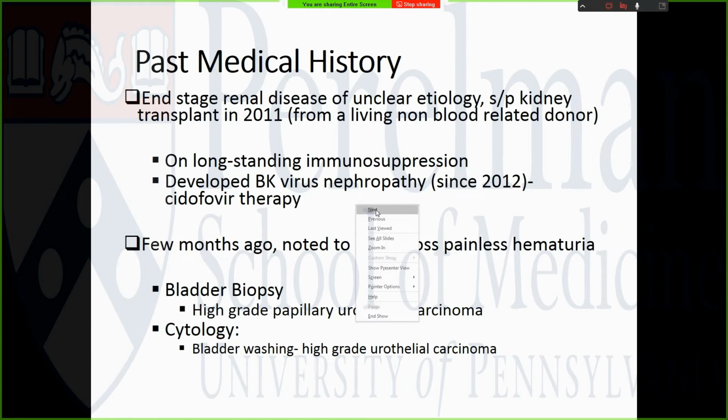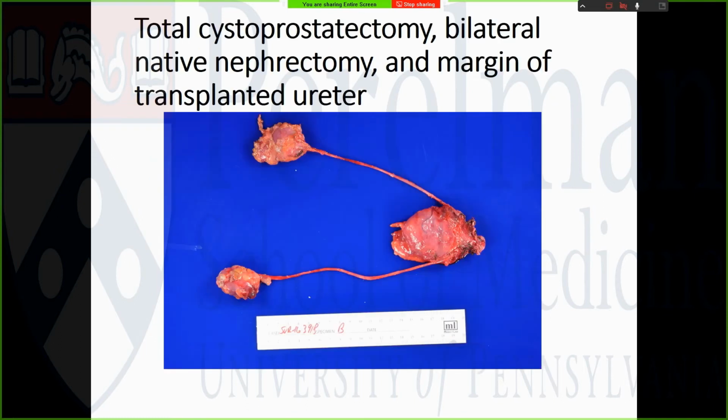Because this case went to CHOP, but they don't have a lot of experience with this particular diagnosis, this case was seen in consultation with our urology department. And the patient did undergo total cystoprostatectomy, bilateral native nephrectomy, margin of the transplanted ureter, and resection of the bilateral pelvic lymph nodes.